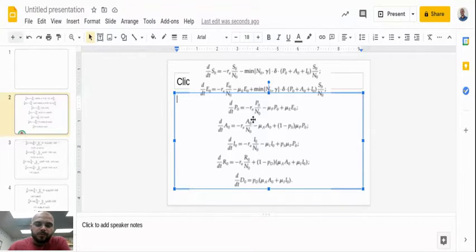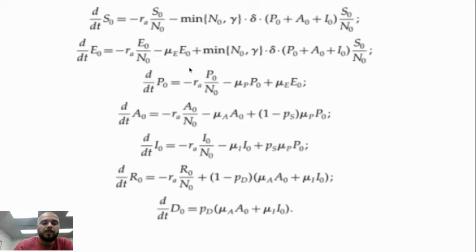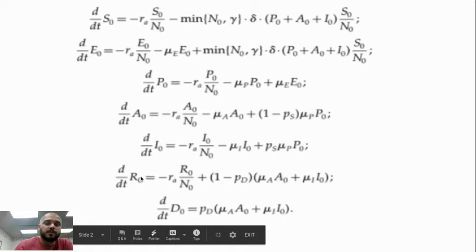Now I am going to break down the actual equations that the people at the CDC created, and what each of these things means. We have S, E, P, A, I, R, and D. Those are the main variables we're working with here, and they represent sets of the population. S are your susceptible people, E are your exposed people, P are your infectious people, A are your asymptomatic, I are the symptomatic, and R is the recovered, with D representing the number of people who have died from this.